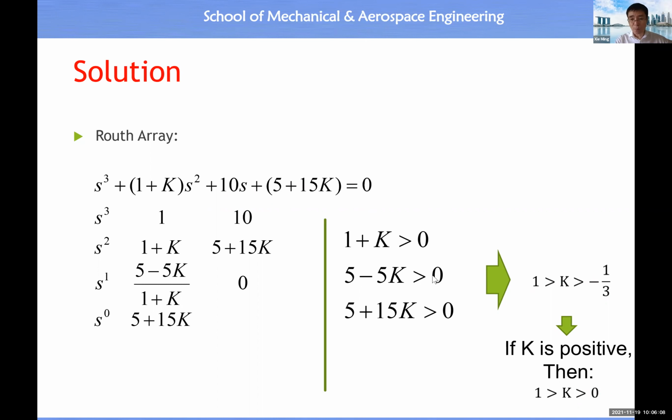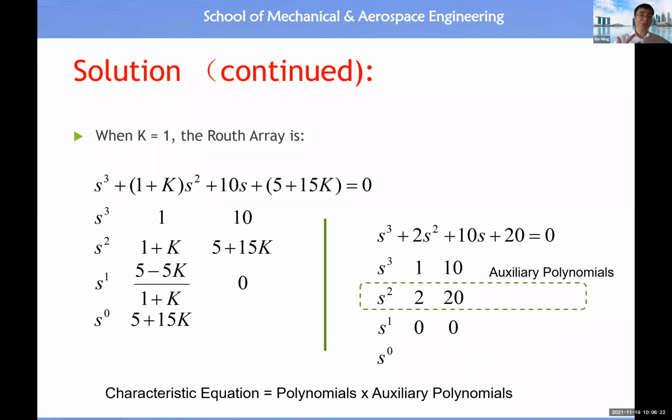Okay. Then combine these two together, then you have this one. The question tells you K is positive, so you must choose a value for K within 0 and 1. All right. Now, let's say I choose the maximum allowable value for K. I want to intentionally push the stable system to reach the boundary of stability.